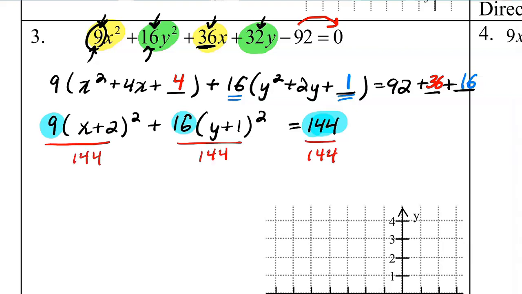Now just to make sure you get the right number, if you actually did 9 divided by 144 in your calculator, you're going to get a fraction, or some decimal. 9 divided by 144 is 0.0625.